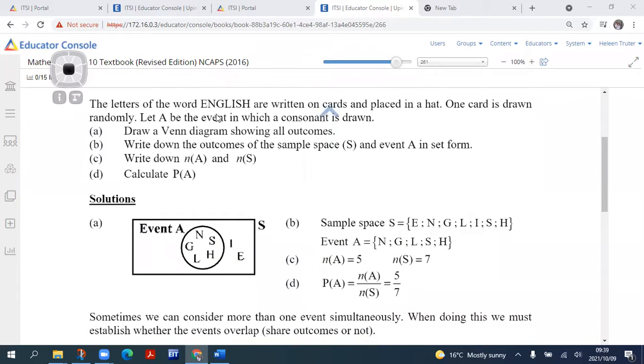The letters of the word English are written on cards and placed in a hat. One card is drawn randomly. Let A be the event in which a consonant is drawn.